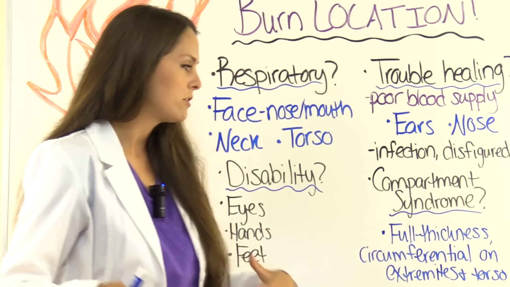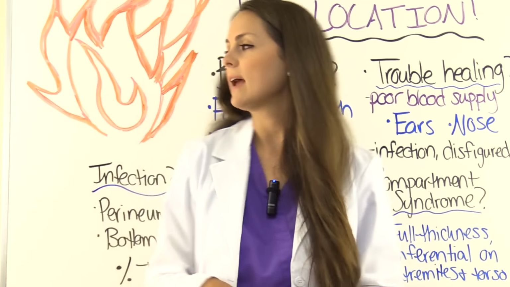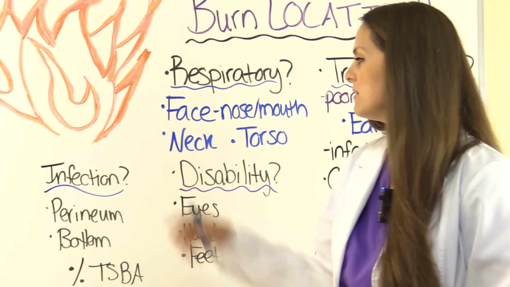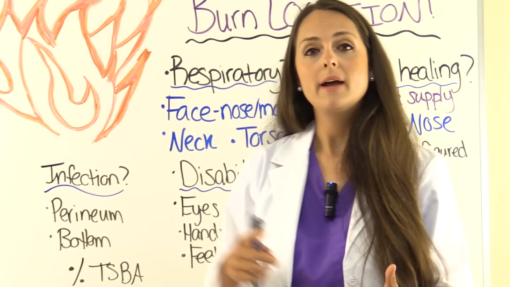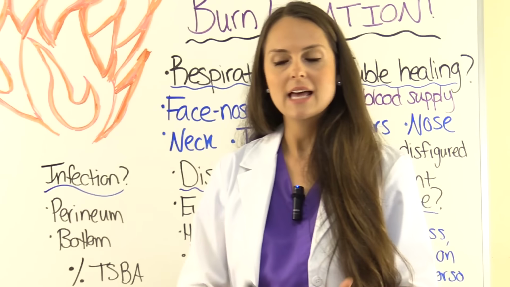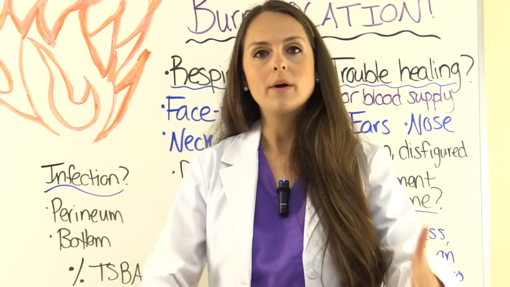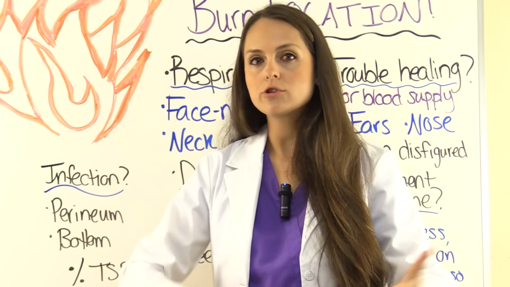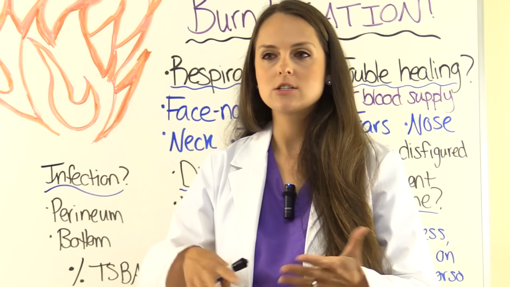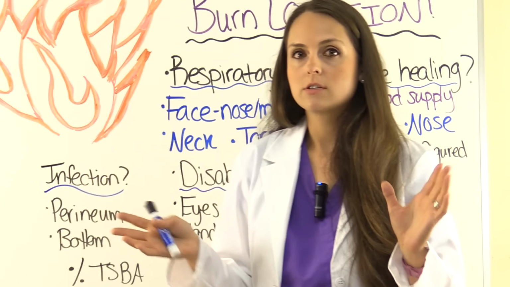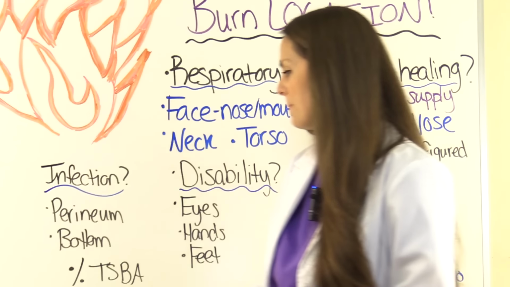And also, if you have it on the torso, you want to be thinking about that as well with the respiratory. And infection, what areas are going to be really prone to infection? The perineum, the bottom, because those are just natural routes where elimination happens. And if we're trying to keep a wound clean because they're already at huge risk for infection, it's just going to double down on a huge risk for infection, sepsis, and things like that.